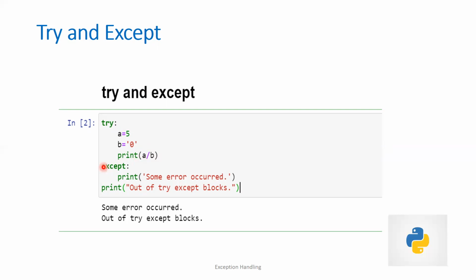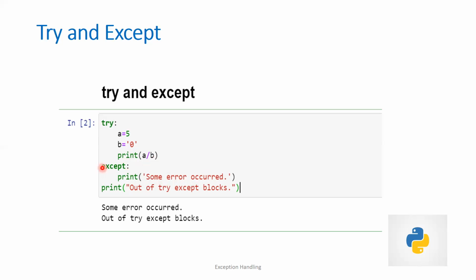This will create an exception because the types do not match. They are not compatible types. That means 5 cannot be divided by any string. Then there will be an error, and we will handle this error via exception handling. Then in the except, I write a line: some error occurred. Only this will be shown when an error occurs. So this is the significance of exception handling.